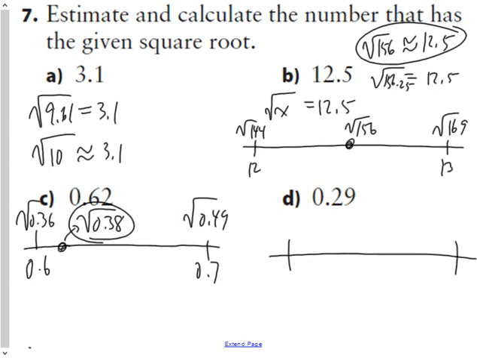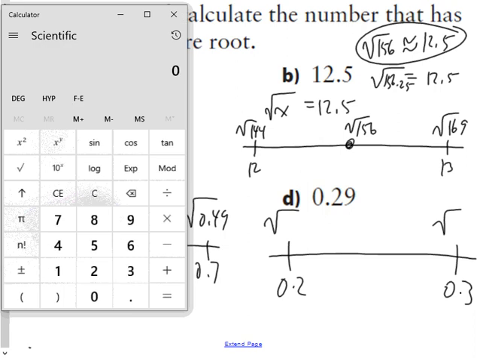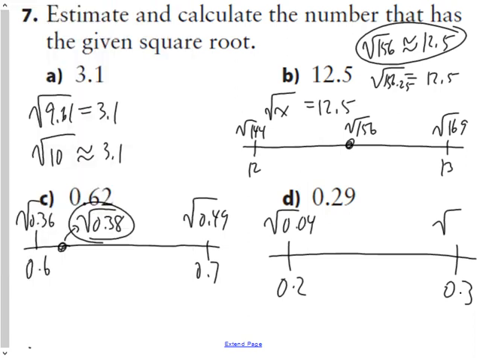So for this one, I'm going to choose the square root of 0.2 and the square root of 0.3. Oh, no, that's wrong again. Oh my God. 0.2 down here and 0.3 here. And then what number has a square root of 0.29? I'm going to put 0.2 multiplied by itself. That's going to be 0.04. A lot of people think it's going to be 0.4, but it's not. And 0.3 times 0.3 is 0.09. And 0.29 is going to be right here.